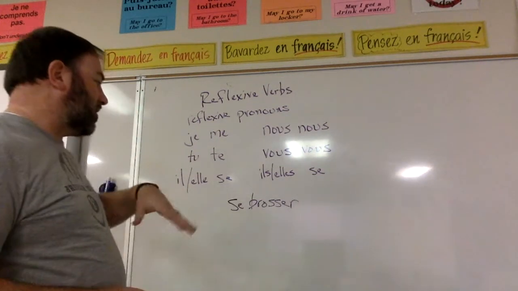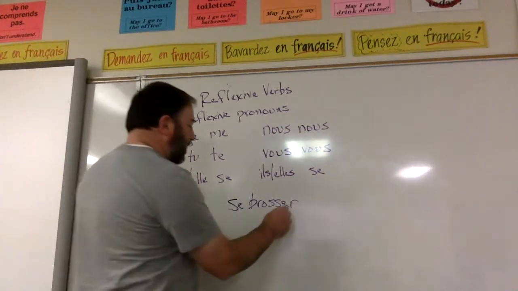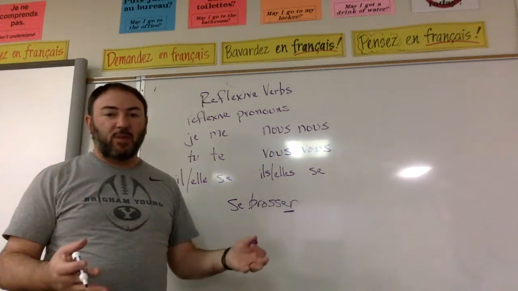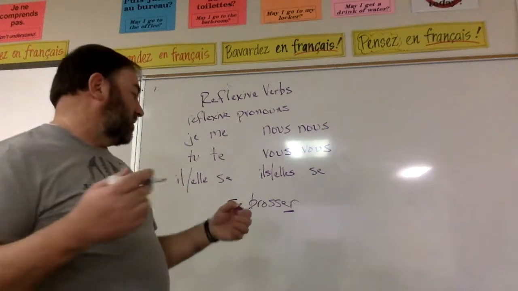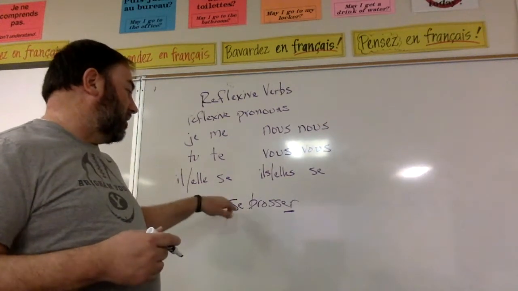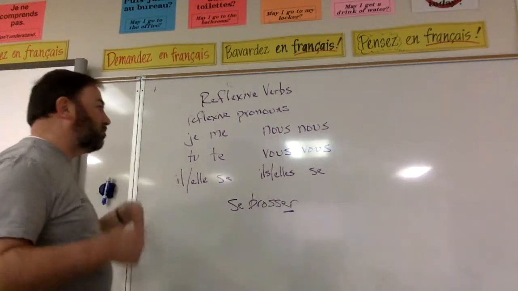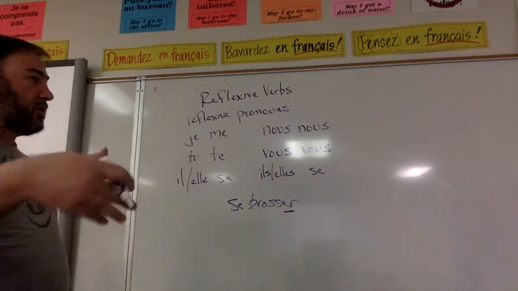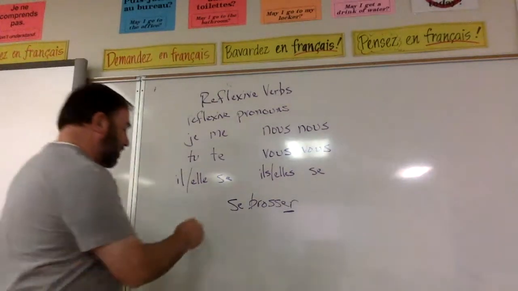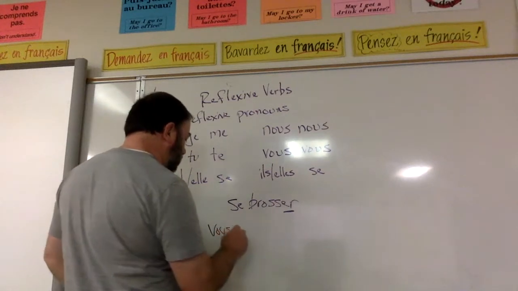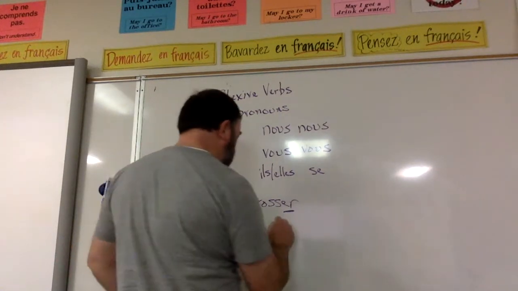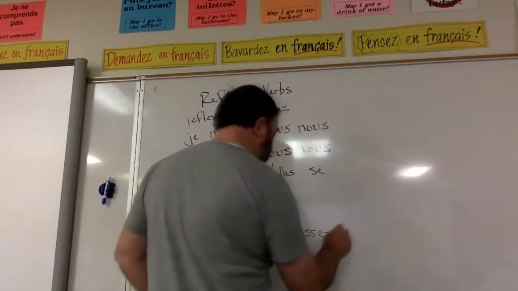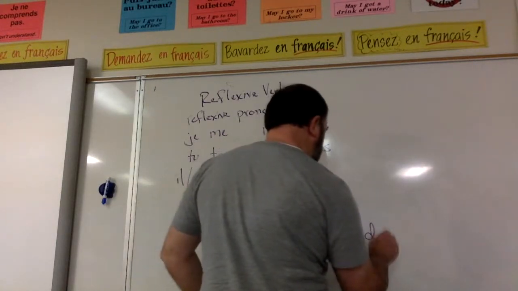So let's look at our conjugation now. Brosser is a regular ER verb, so it's conjugated like all other regular ER verbs in that same format. So all we need to worry about, this is easy. This is just putting the pronouns in. For example, if we're going to say that you brush your teeth, it would be vous brossez les dents.